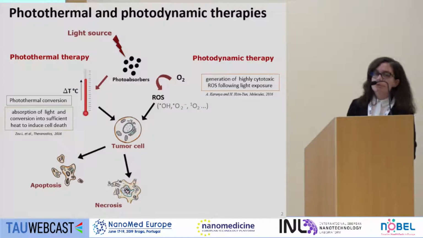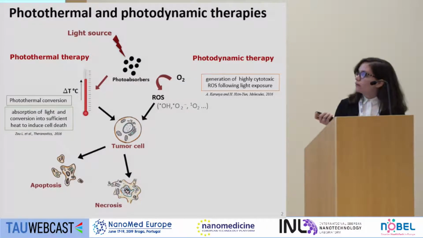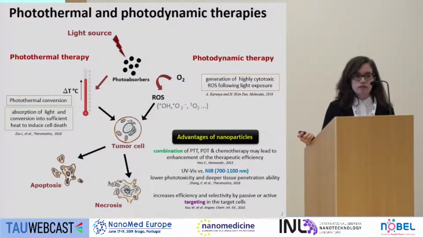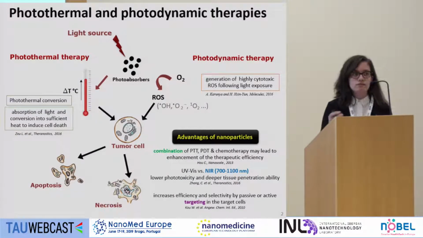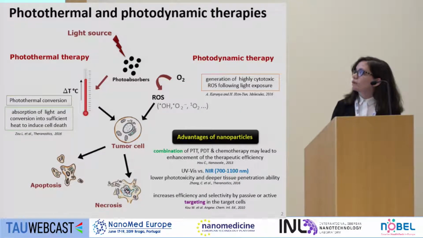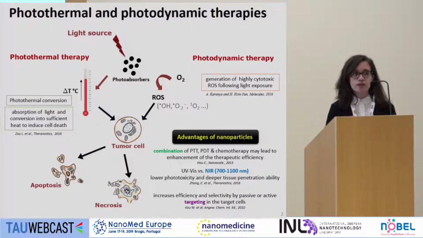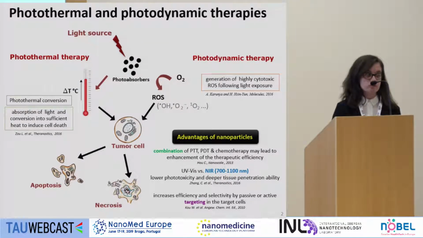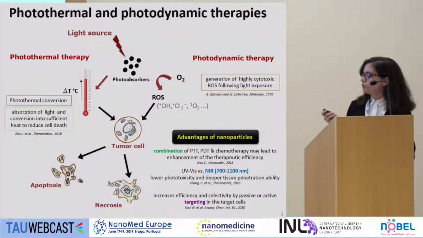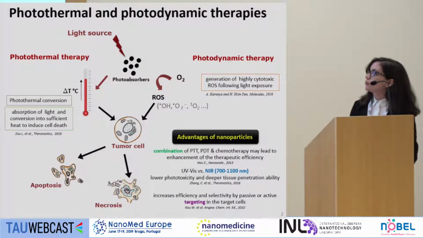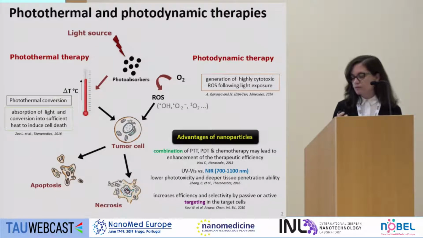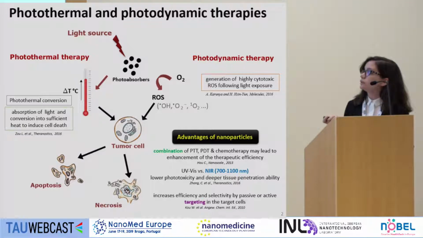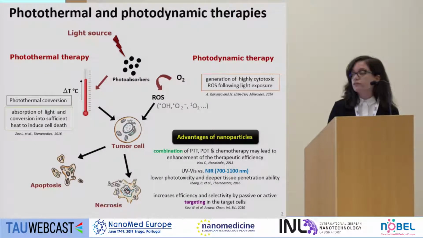about photodynamic therapy. The advantages of using nanoparticles in phototherapies are the possibility to combine three effects on a single nanoparticle. So some nanoparticles can have photodynamic properties, photothermal properties, and they can also be functionalized with chemotherapeutic agents. And this combination of three therapies could lead to an enhancement of the therapeutic efficacy.